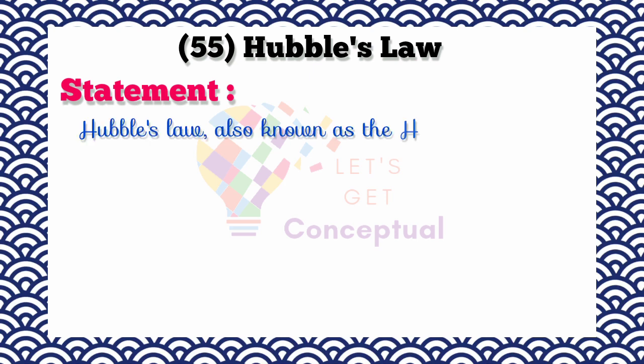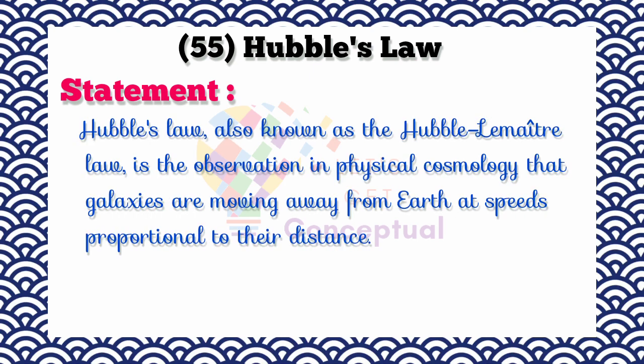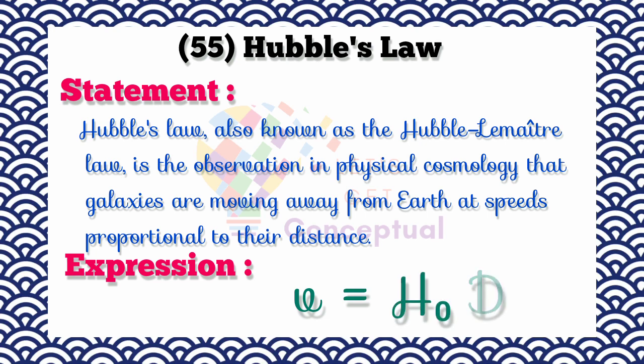Number 55. Hubble's law. Statement: Hubble's law, also known as the Hubble-Lemaître law, is the observation in physical cosmology that galaxies are moving away from Earth at speeds proportional to their distance. Expression: V is equal to H naught D.